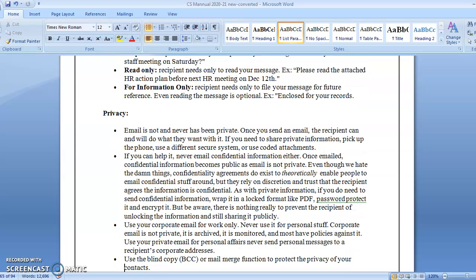But if you want to maintain privacy when you are sending mail, you have to take some steps, like protecting your file. For example, you can send a locked PDF file, use a password protected file, use an encrypted file, and use some coding language to send your confidential information.